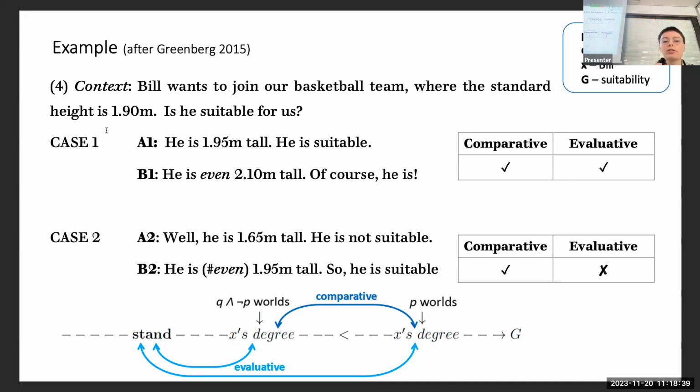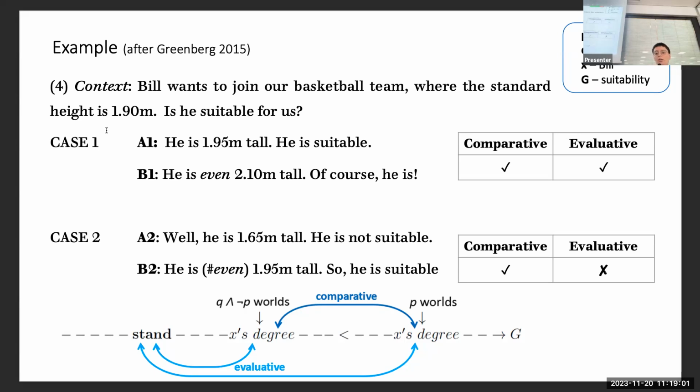Okay, now let's consider case two, where the use of "even" is going to be infelicitous. A says, well, Bill is 1.65 meters tall, he is not suitable. B, he's even 1.95 meters tall, so he is suitable. What is weird about this example?